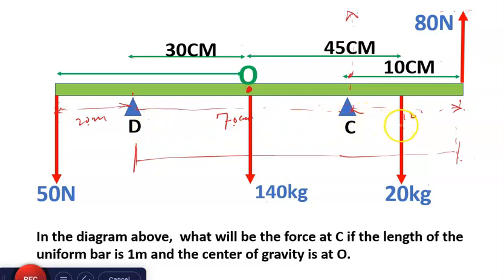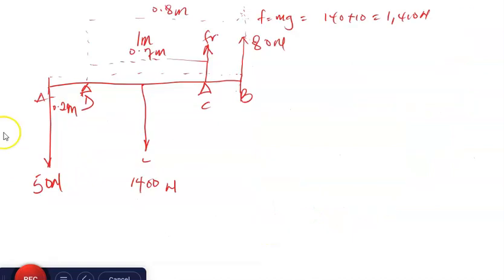Now, between the 20 kg and the center here, we've been told is 45 centimeters. And between the center and D, we've been told is 30 centimeters. Obviously, between D and my 20 kg, I should have 75 centimeters, which I can easily convert to 0.75 meters.